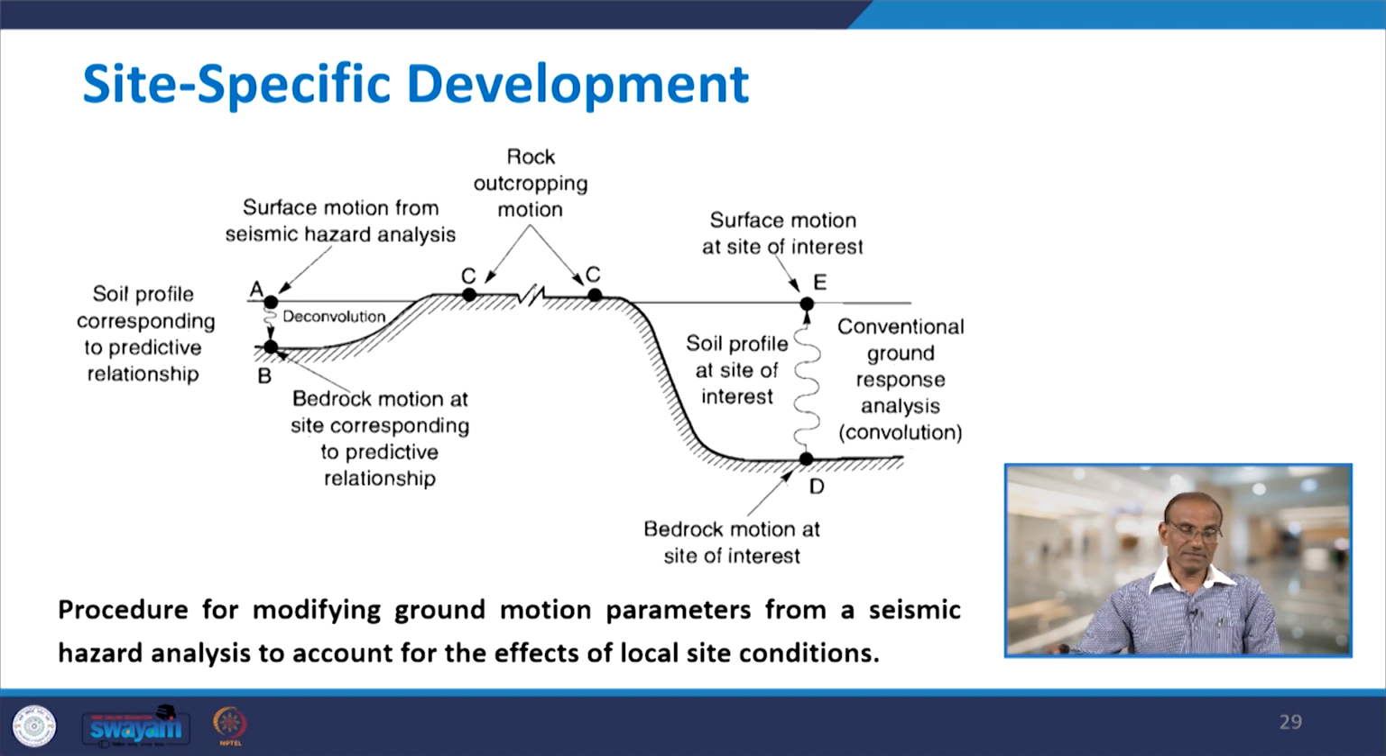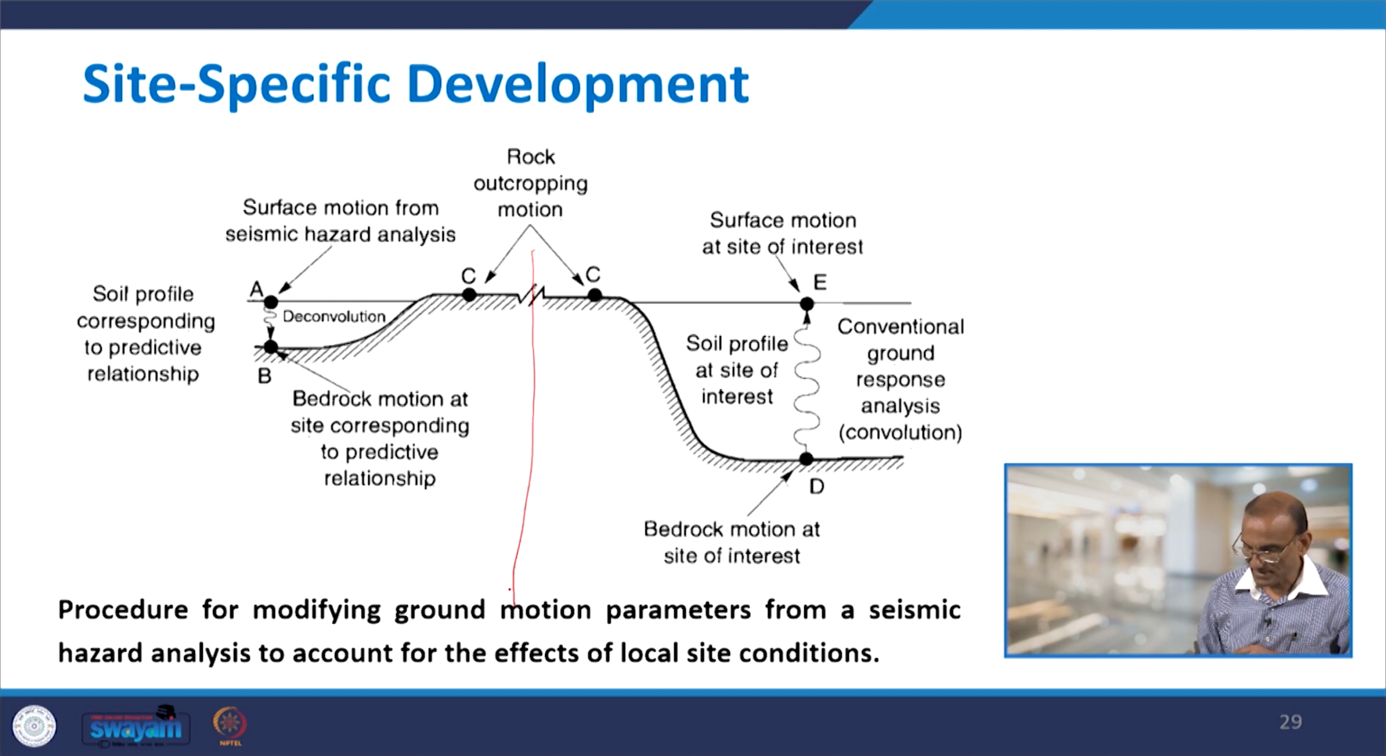This slide is in fact in two parts. You can say that here is the rock outcropping motion at C. So, I divide it like this. In the first part you are starting from A, B and going to C. In the second part C is common, in both parts C is common. From C you are going to D and D to E. So, this is the way it is arranged.